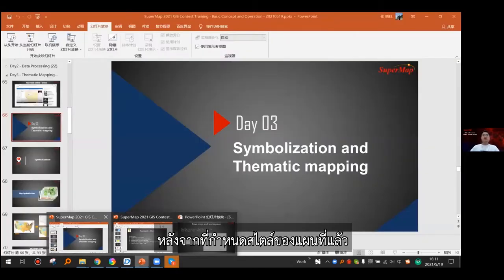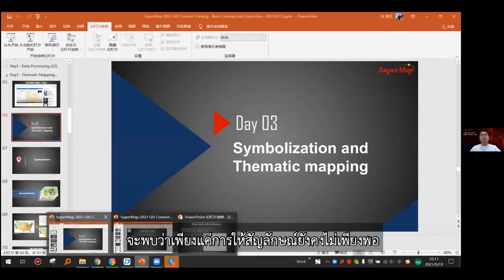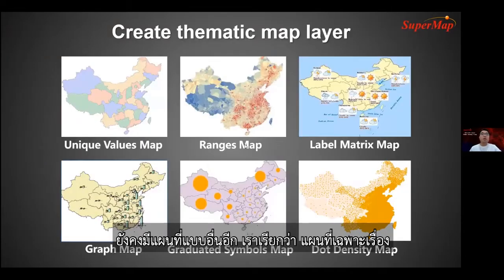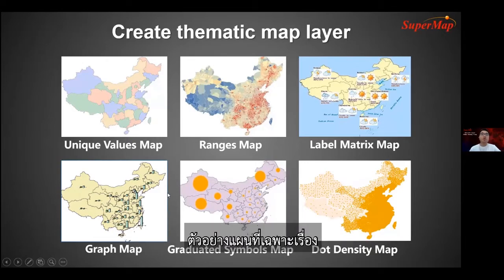And after we set some style for the map, sometimes we found that only setting the different style is not enough for the map. So here we also provide another way to show the map. We call it Semantic Map. So here are some examples for the Semantic Map. We provide the different modes for the map. And how to set it? Let me go to the software.